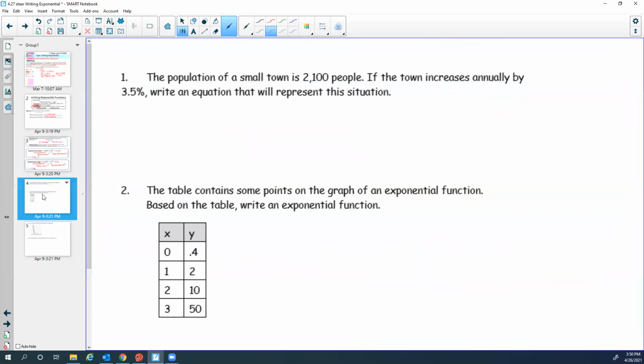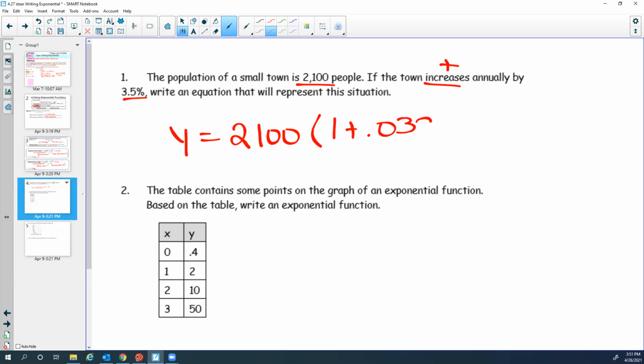All right, now let's look at some examples. Number 1, the population of a small town is 2,100 people. If the town increases annually by 3.5%, write an equation that will represent the situation. Well, my initial amount is 2,100. We are increasing, so it's 1 plus 0.035 to the t power. So final answer is 2,100 times 1.035 to the t power.